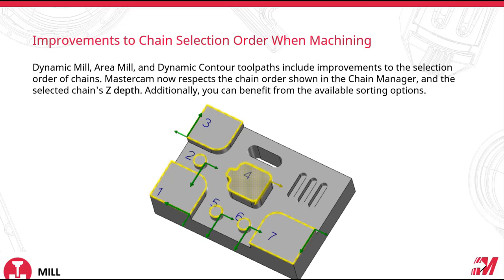Improvements to chain selection order. So this is a long time coming. So dynamic mill, area mill, and dynamic contour toolpaths will include improvements to the selection order of chains. Mastercam is now going to look at your chain order, and it's going to kind of look at the Z depths. So it does every Z depth, and then it goes to the next Z depth. So it's not zigzagging all around different Z depths. They're working in the right direction here to be able to enhance this better. And as you can kind of see there, as the chain order goes, 1, 2, 3, 4, 5, 6, 7 is a little bit more in order.